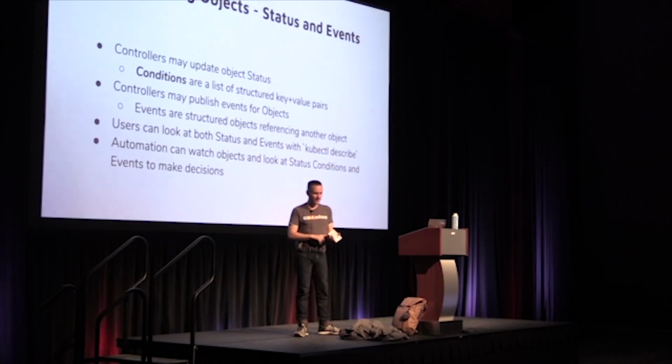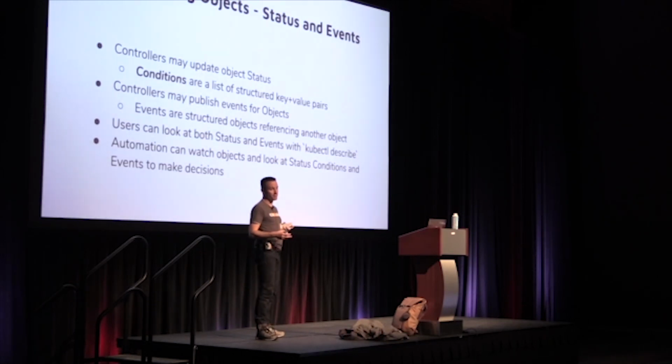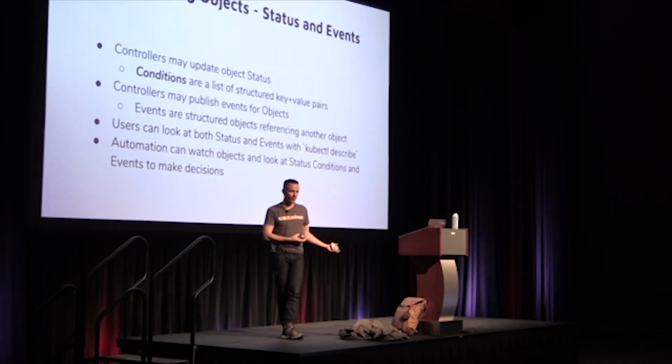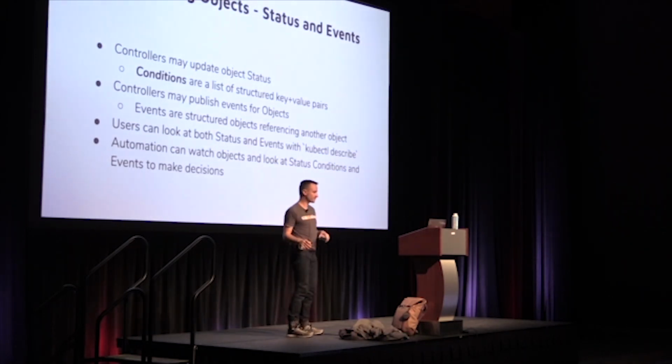OK, so we can create objects. We can update them from controllers. And now we need to start being able to be smart about how we update things. Like how do we respond to replica sets becoming healthy when we're doing a rolling update, right? And respond to changes in conditions in those. And so one piece of this is the status that I talked about earlier, and another one is events.